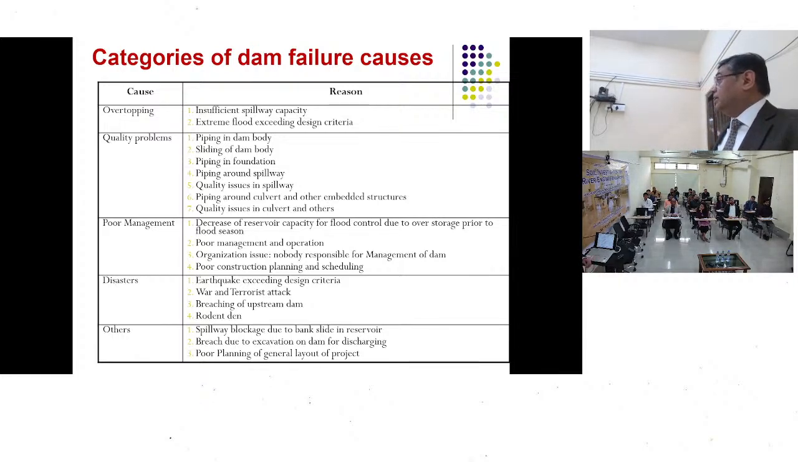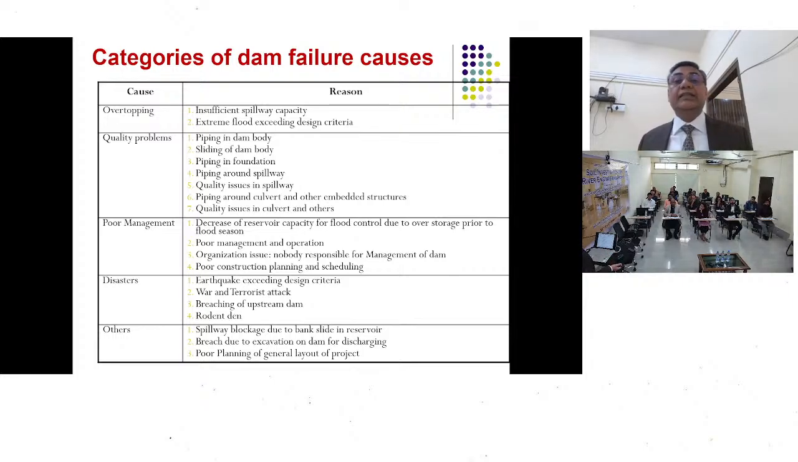Then in overtopping, it can be either of two ways: either insufficient spillway capacity, or an extreme flood exceeding the design criteria. Quality issues can include piping in the body, sliding of the dam body, piping in the foundation, piping around the spillway, quality issues in the spillway, piping around culverts and other embedded structures, and quality issues in culverts and others.